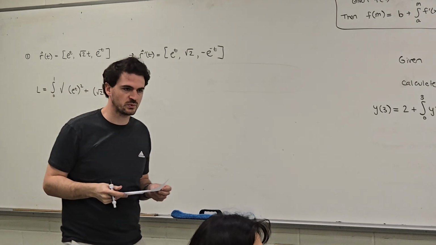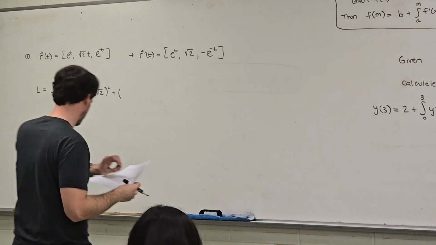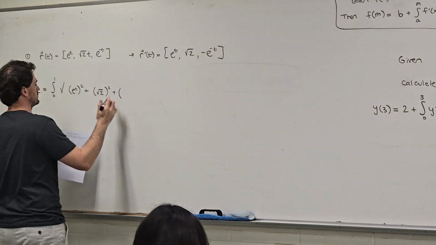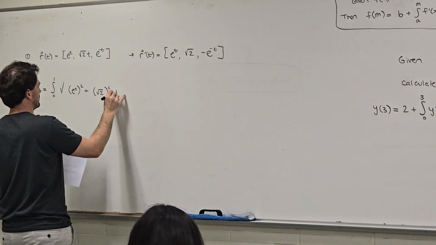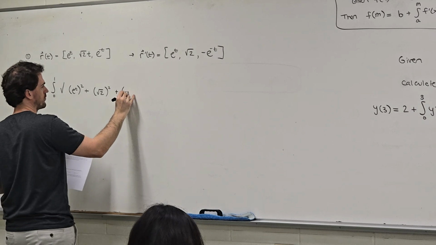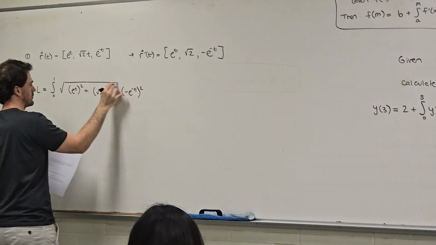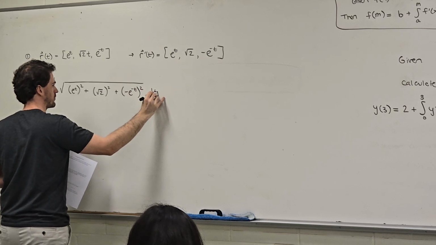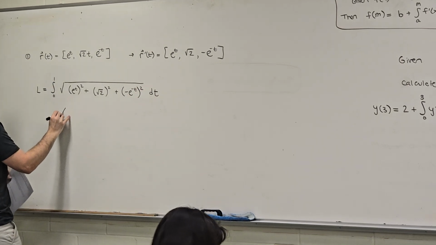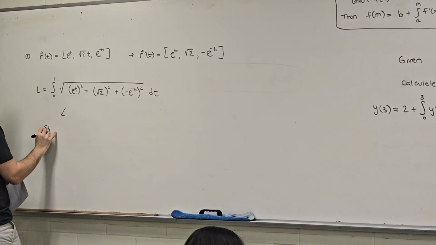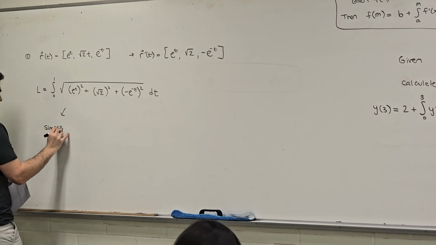square root of 2 times 2. I'm good. No prime, right? So it's raised to 1/2. 2 raised to 1/2.